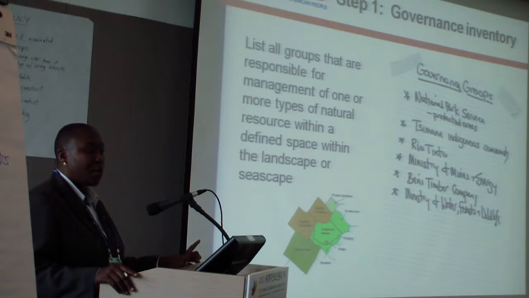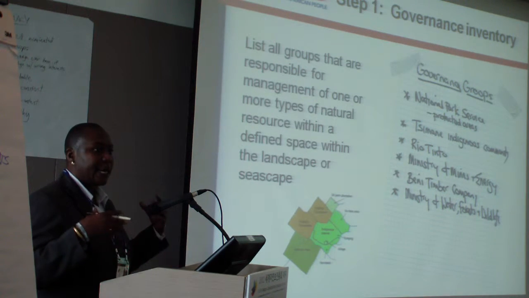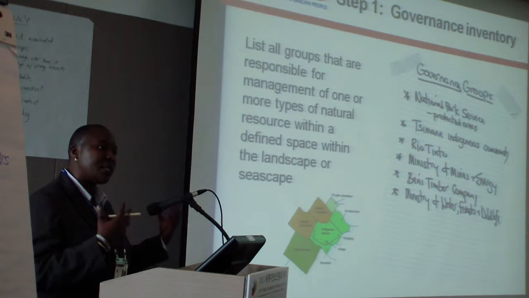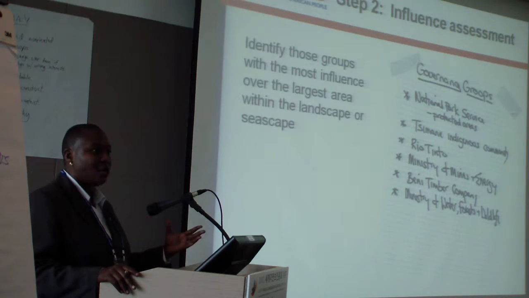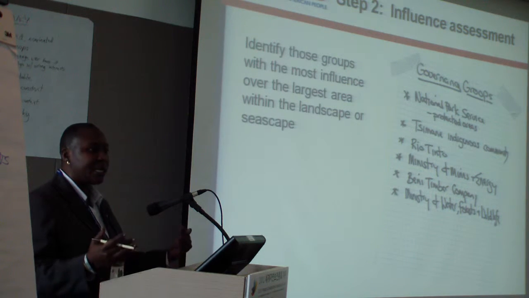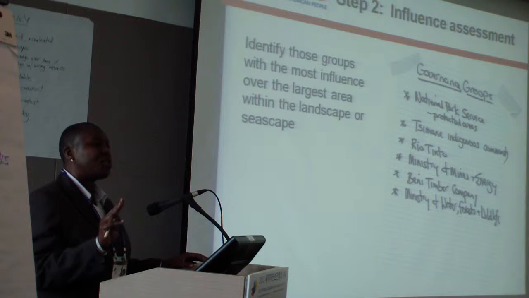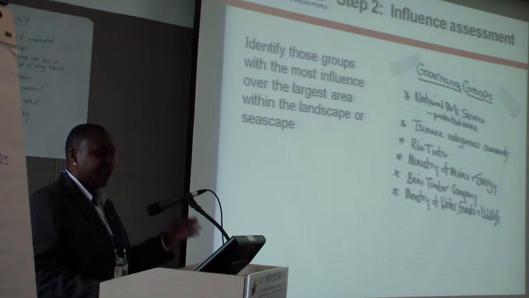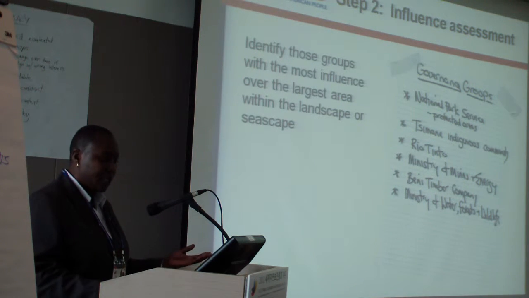Now, under step 1, you have the governance inventory. As I initially said, you identify the different groups, and then talk to the participants, let them tell who is actually responsible for what and where. Once you identify them, you will come up with a whole list of different groups existing within the landscape. Then you ask the participants to choose the 3 most influential groups within the landscape. You will probably end up with the National Parks Service, or the Ministry of Water, which could be identified as influential in terms of water resources. The local chief within the landscape could also be very influential, especially when it comes to things like grazing lands.